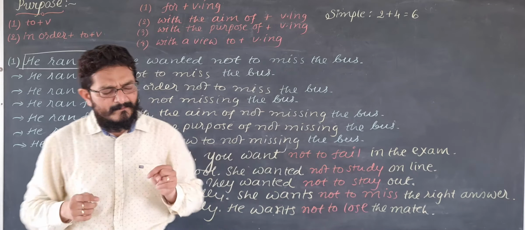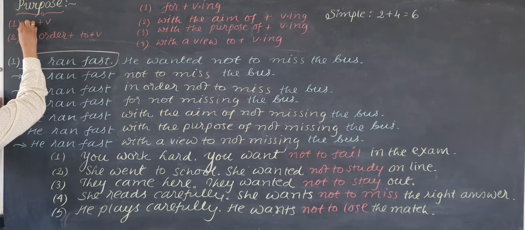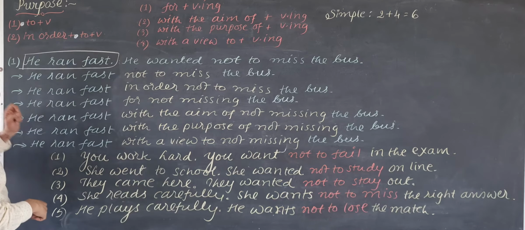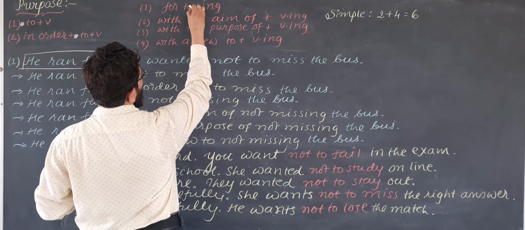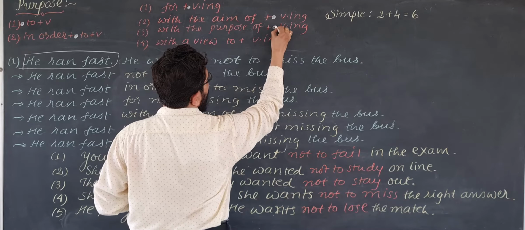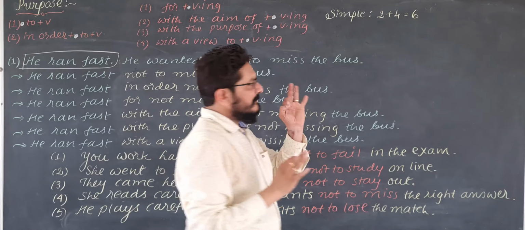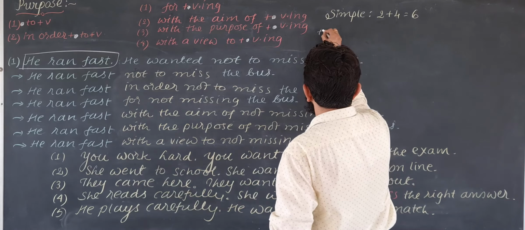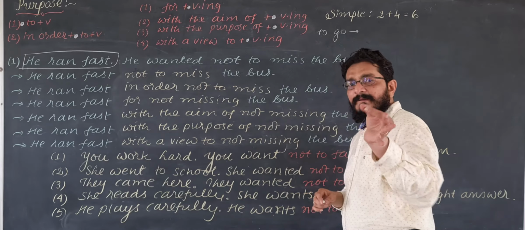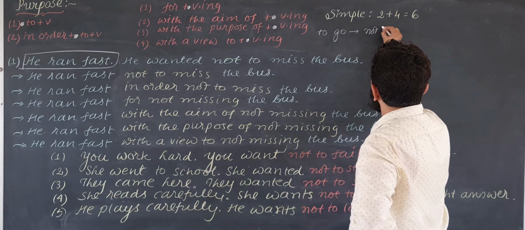See, here where I put dot, you have to put not there. This is the place you have to put not. I give you a very simple method. Suppose I tell you to go. Suppose I ask you, make it negative. To go becomes what? Not to go.